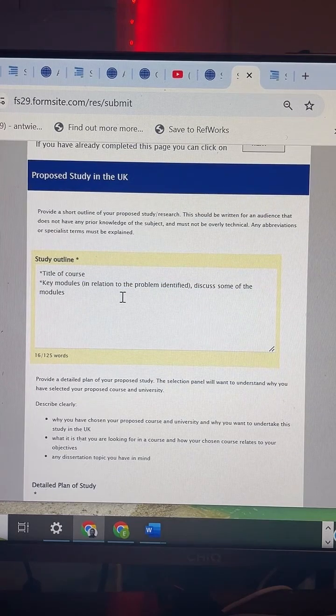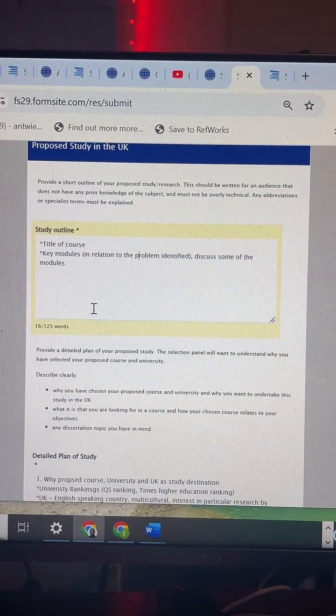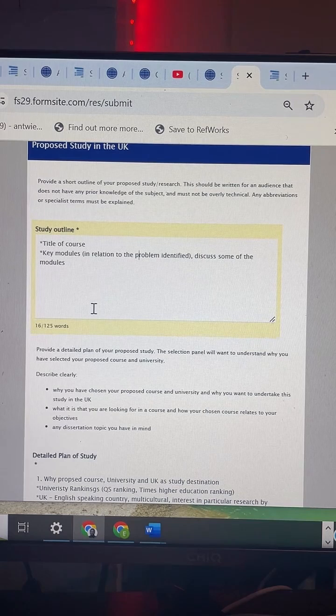So you're speaking to an audience who do not have any information about the course that you intend to do, or they may have little information. So reduce the technicalities that you're going to be using. So list out the course. So I am going to be doing this course. And so these are some of the key modules within the course. Don't forget this is 125 words.